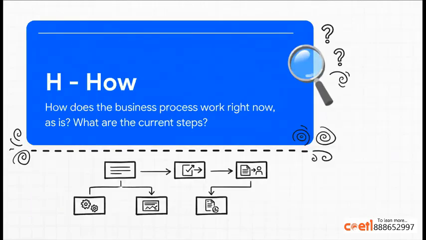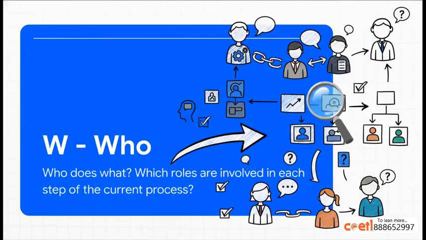Then we have H for how. Okay, now you have permission to go below the line. This is where you ask how the current as-is process works. You need to get the step-by-step, ground-level reality of what happens today. And finally, W is for who. So as you're mapping out the how, you need to clarify responsibility. Who does what? Who performs each specific action? Which role is accountable for every single step?